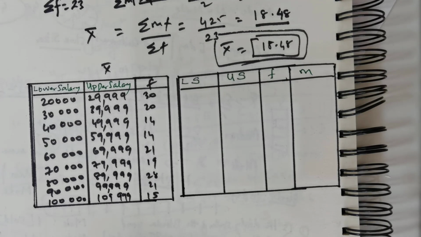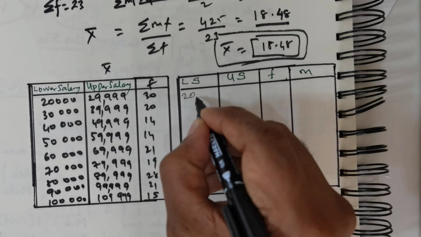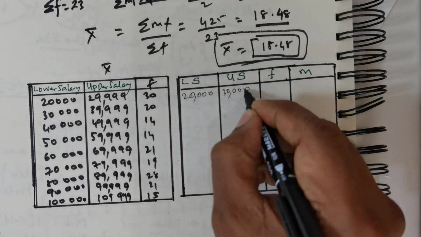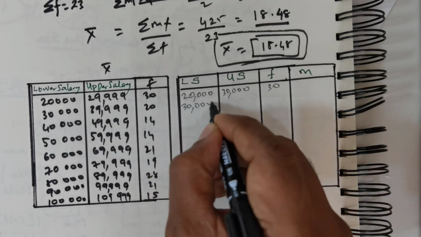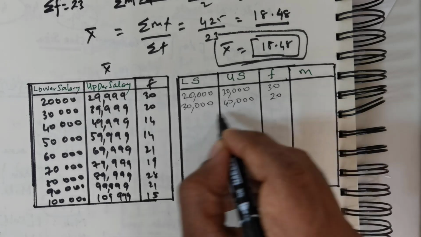Okay, so with that in place, what we will do is we will write down the data given to us. So let me do that. So 20,000 to 30,000. How many people are there? 30. 30,000 to 40,000. How many people are there? 20.